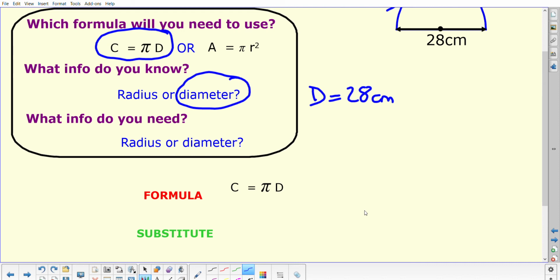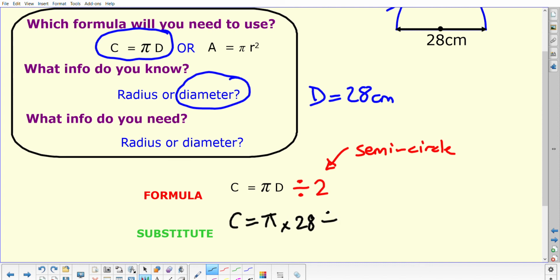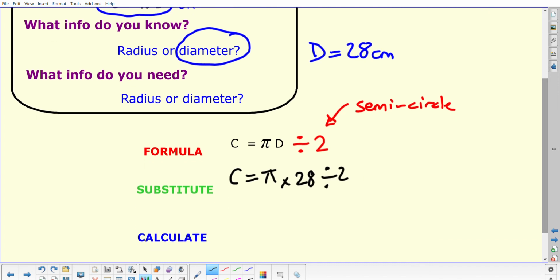However, this is a semicircle, so what we need to remember with a semicircle is that our circumference is going to be halved. We've only got half of the edge, we don't have a full circle. So because it's a semicircle, remember that you will need to halve your number. And you can do this all at once in the calculator. So substituting in your values, you're going to have pi times 28 divided by 2. On your calculator, that would show up as 14 pi.